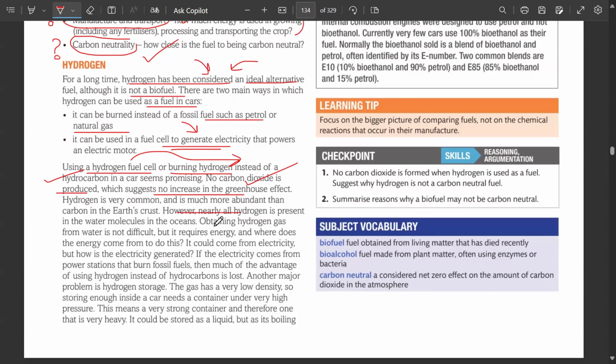However, nearly all the hydrogen is present in the water molecules in the ocean, so obtaining hydrogen gas from water is not difficult, but it requires energy. अब आपको अगर हाइड्रोजन फ्यूल सेल इज वेरी गुड, the best cell in the world, but making it is the worst. Got it? Take it as this. It could come from electricity, but how is electricity generated?